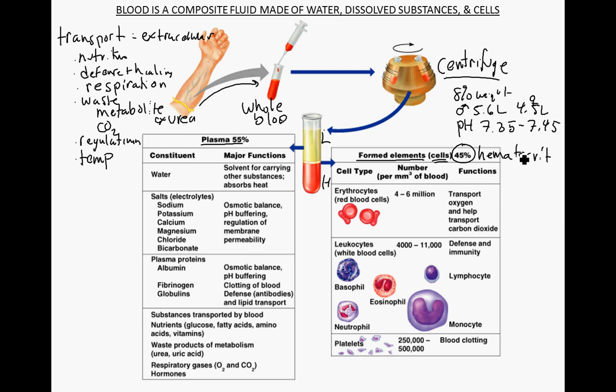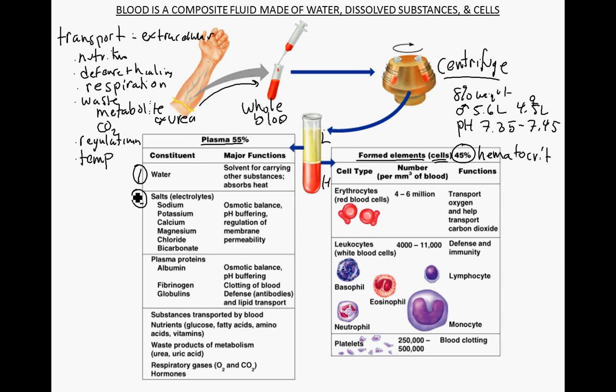So the plasma has a few main constituents to it. One, it is mostly water, right? And that water is a solvent for carrying other substances and absorbs the heat. So the other substances would be things like the cells, like the metabolites, like the hormones. Two, there are salts, and those salts are dissolved in the water.